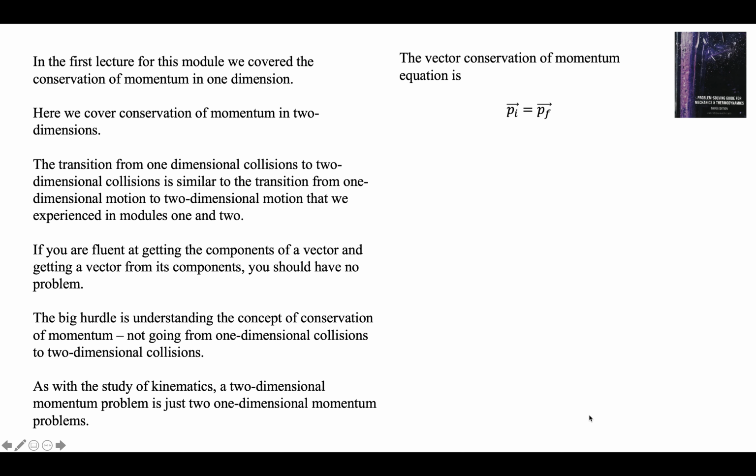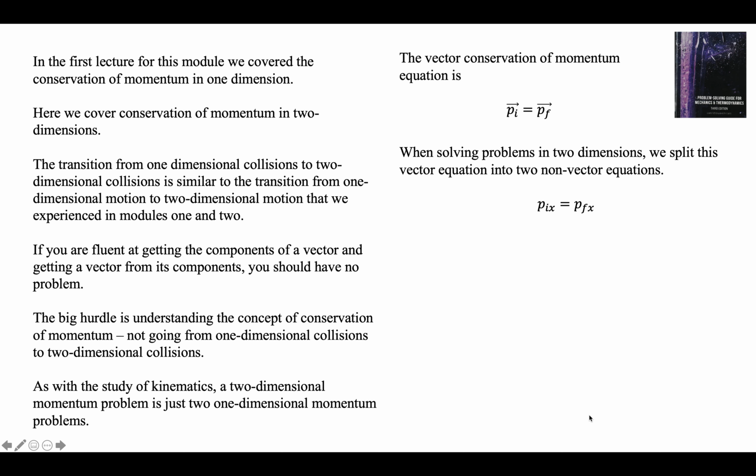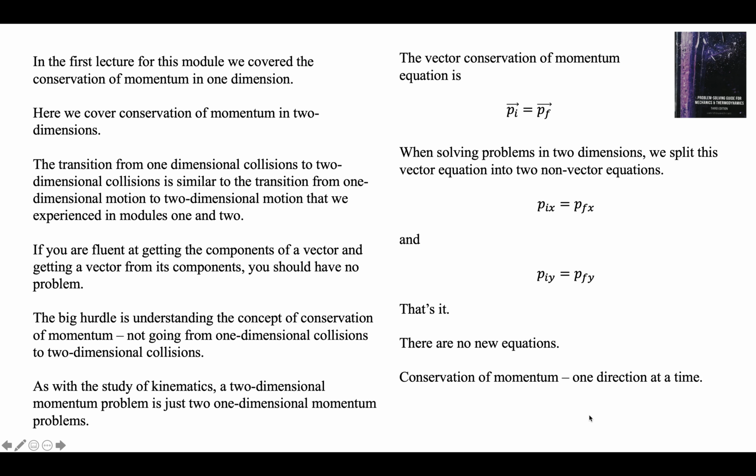The conservation of momentum equation, the vector equation, is P initial vector equals P final vector. But we split that into two non-vector equations. We conserve momentum in the x direction, P initial x equals P final x, and we conserve momentum in the y direction, P initial y equals P final y. That's it. There are no new equations. We just do conservation of momentum one direction at a time. So let's do a problem.